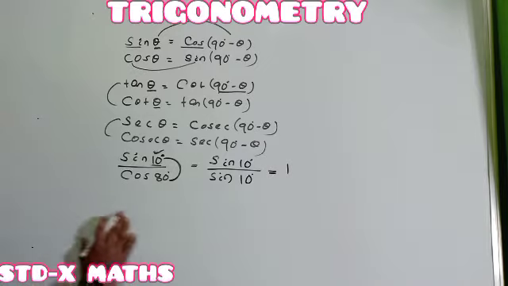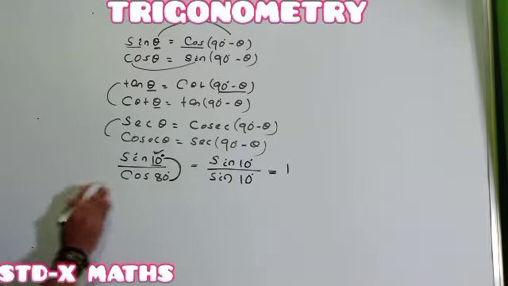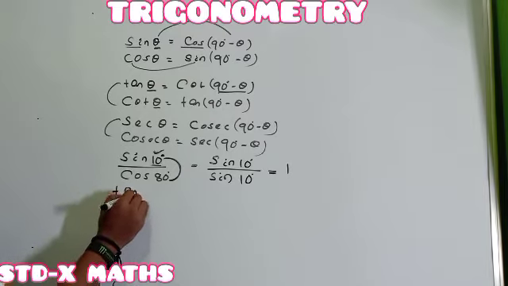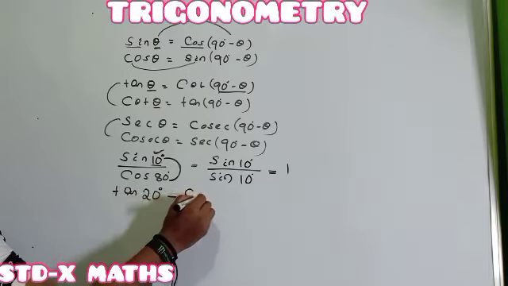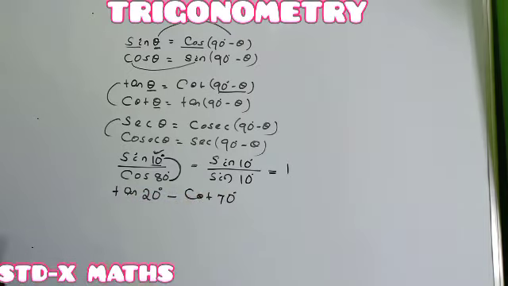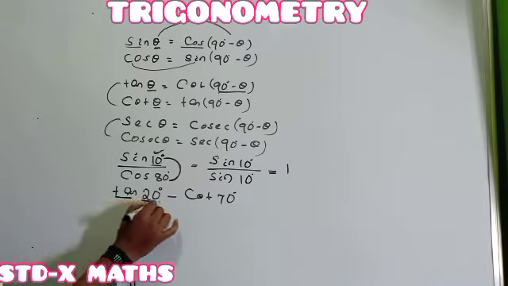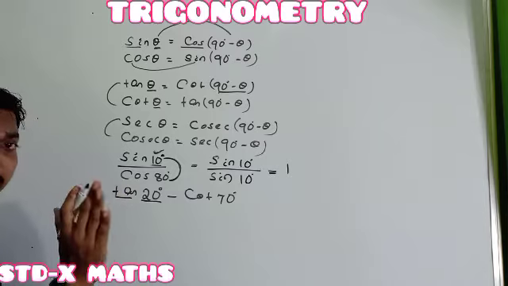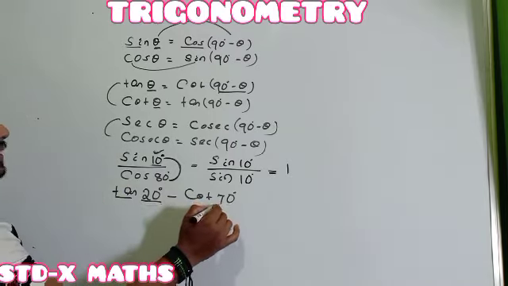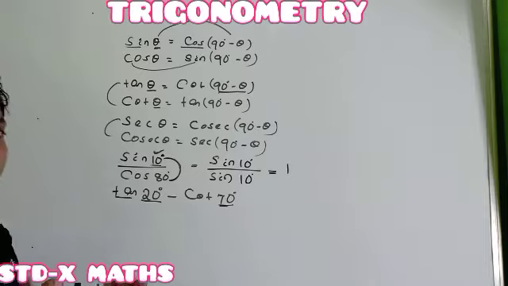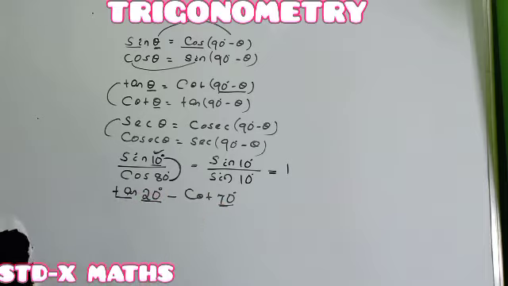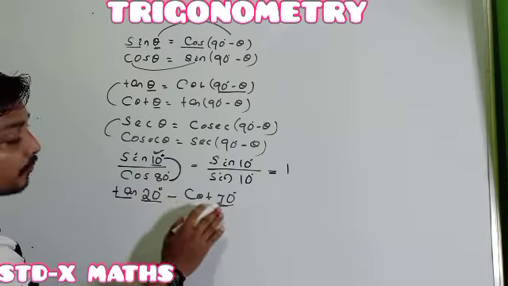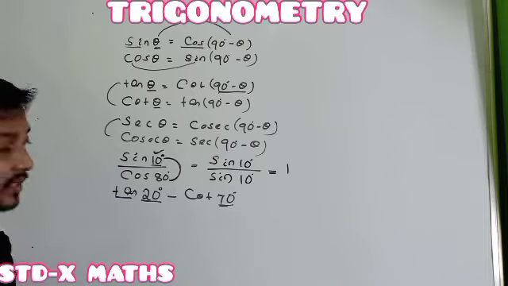Understood? Another variety of question I am showing. See, suppose here it is given tan 20 degree minus cot 70 degree. Clearly the specific value of tan 20 degree is not known to you, and cot 70 degree also is not known to you. The trick I said: always check the two different angle measures, 20 and 70, and check whether both angles are complementary or not. Yes, 20 degree and 70 degree are both complementary angles.